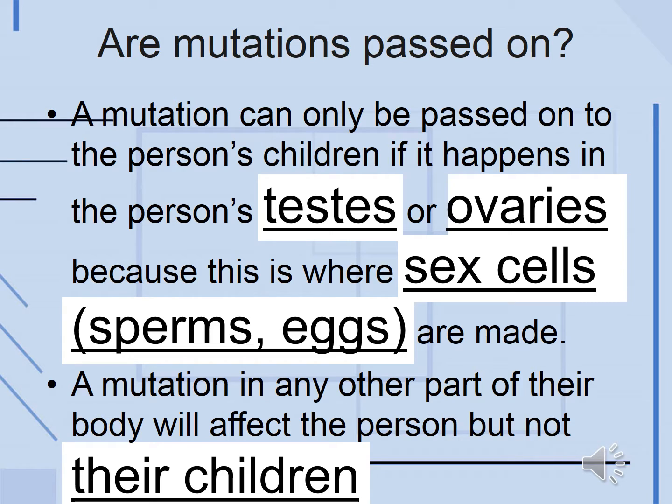A mutation on any other part of the body affects a person, but not their children. So if it doesn't affect your testes or ovaries, depending on whether you're male or female, this mutation will be passed on to your children if it's there. But if the mutation happens in your ear or somewhere else in the body, then you may have a problem, but your children won't.